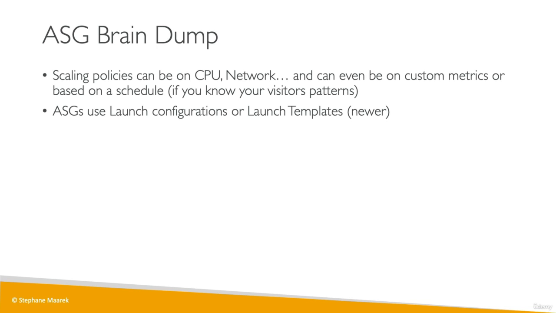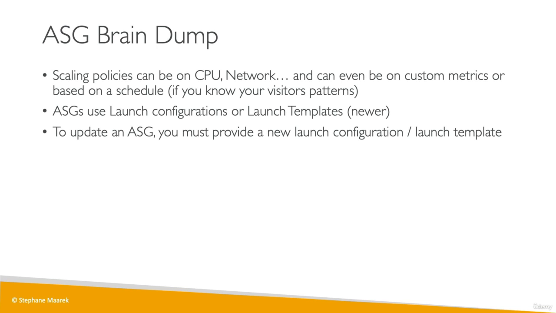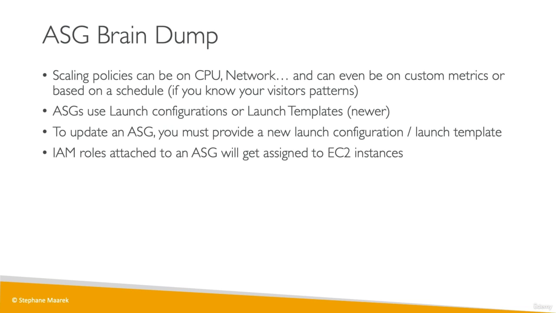Also, ASG can use launch configurations or launch templates, and launch templates are the newer versions of launch configurations, and they're recommended to use moving forward. And if you wanted to update an auto scaling group, what you need to do is to provide a new version of that launch configuration or that launch template, and then your underlying EC2 instances can be replaced over time. If you do attach an IAM role to your auto scaling group, that means that the IAM role will automatically be assigned to the EC2 instances that you launched, okay?